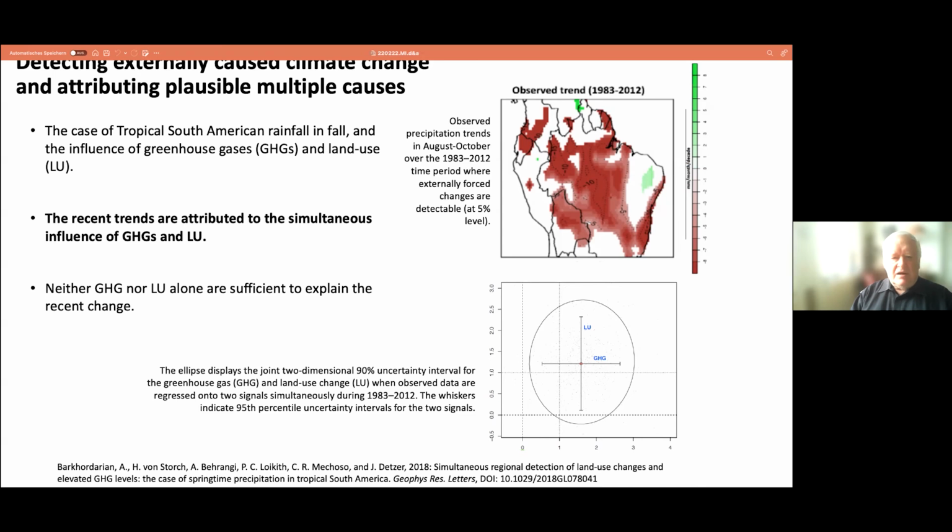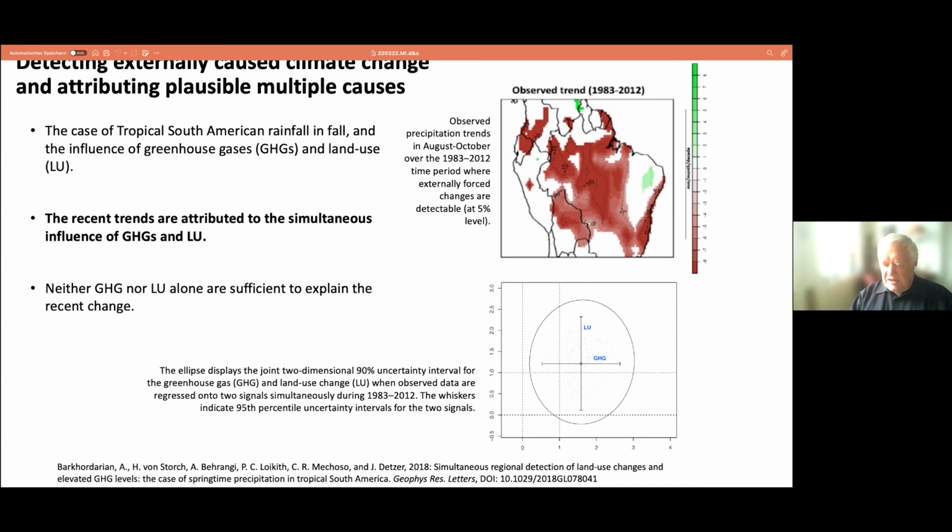But the blue area is larger. Here we have now attempted to use two forcing mechanisms to describe things. One is land use, and the other is greenhouse gases. And here we again have two detection variables, one for greenhouse gases taken from such climate model scenarios and the land use change.